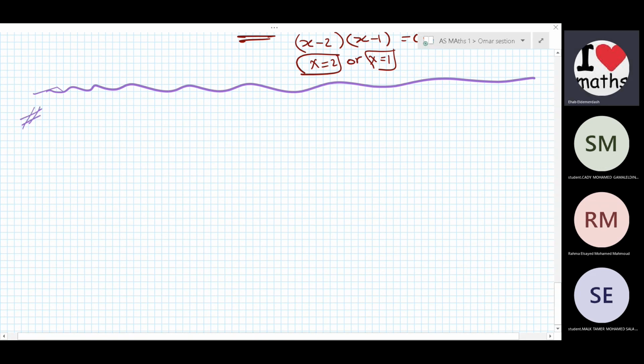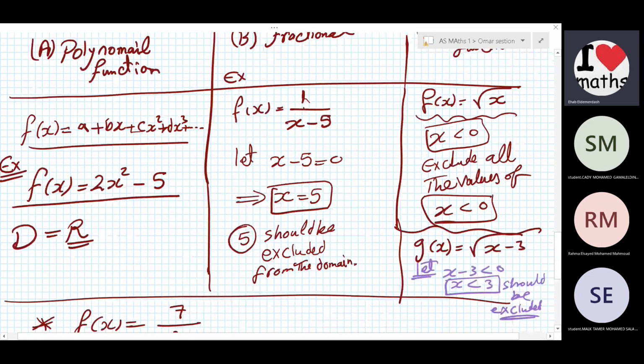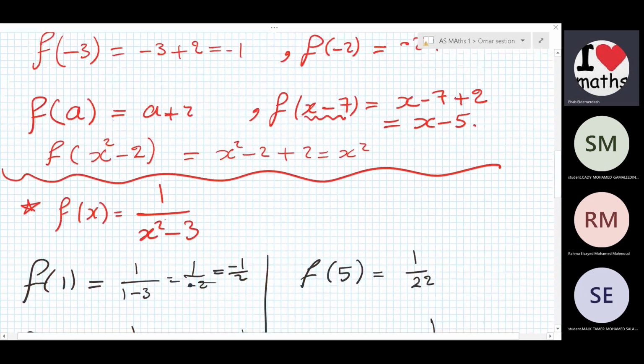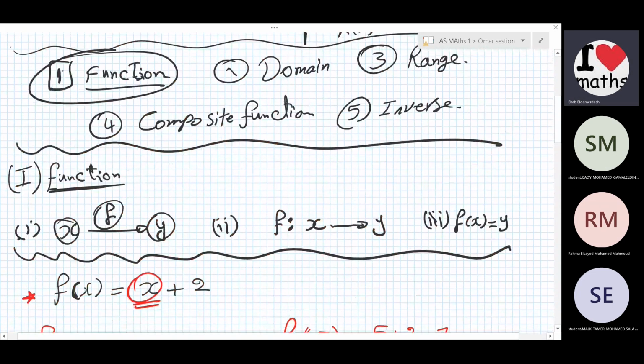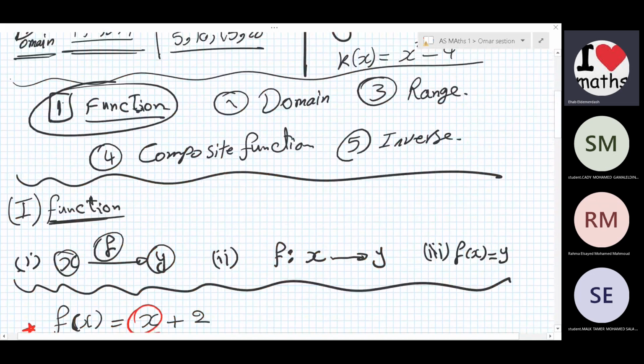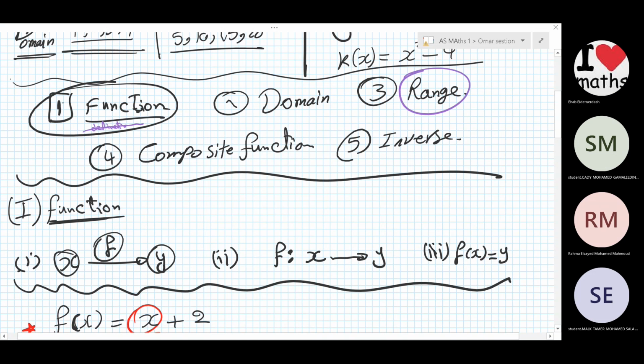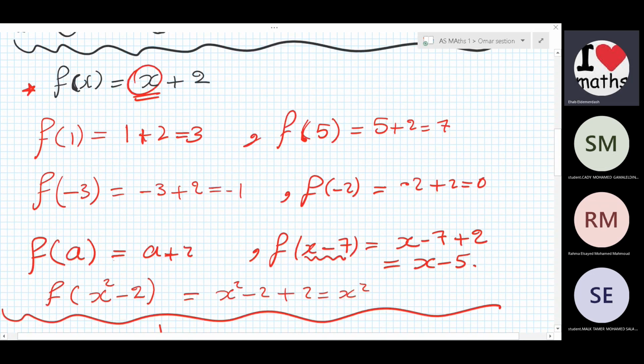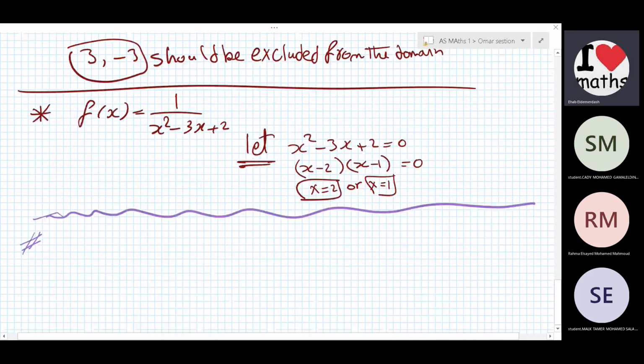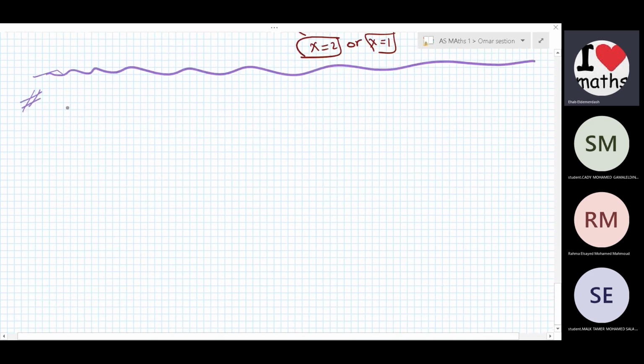Let's go into another part. I have here what we agreed that we need to discuss. The first part was the meaning of the function, or the function definition. The second part is the domain. The third part will be the range. Let's discuss what we mean by the range. What does the word range mean?